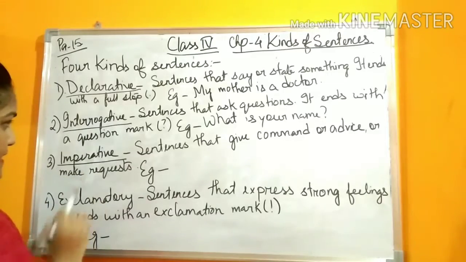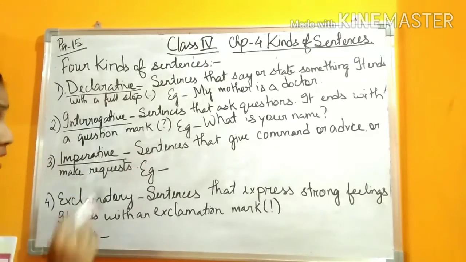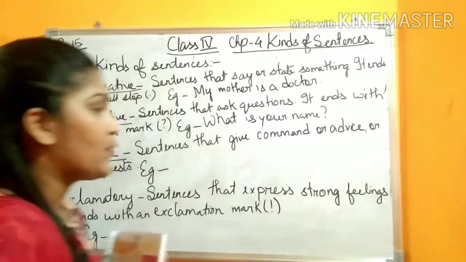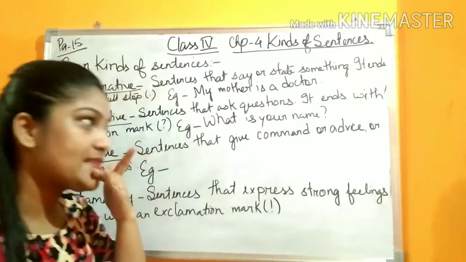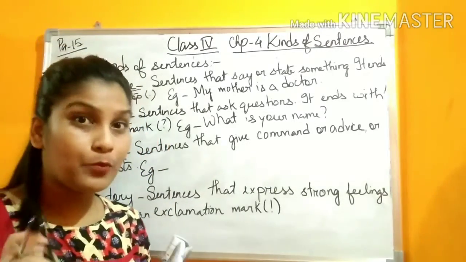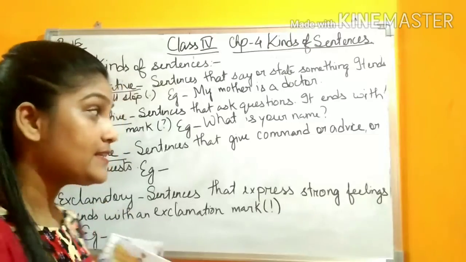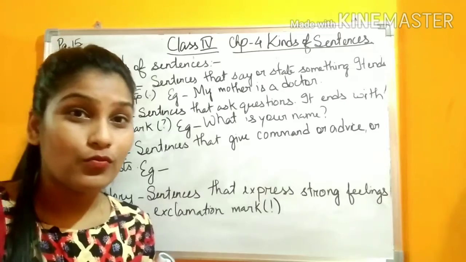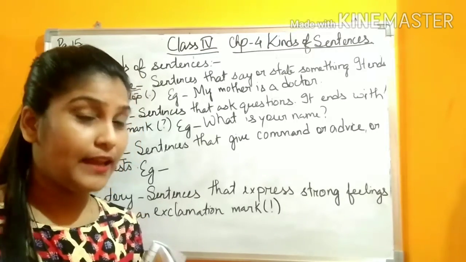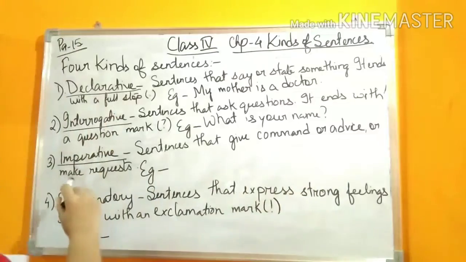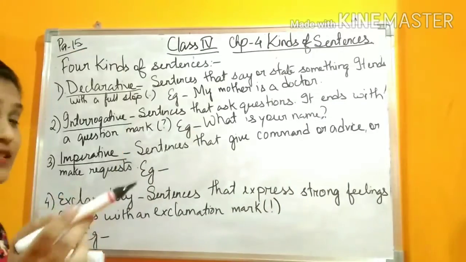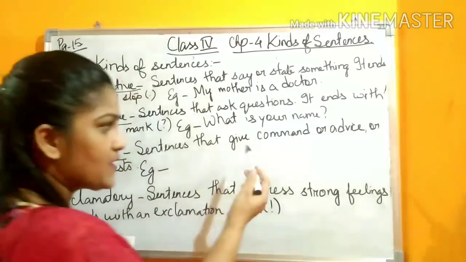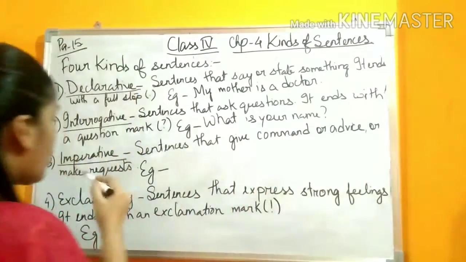Next is imperative sentences. What are imperative sentences? Sentences that give command or advice or make request. So you can find imperative sentences as giving command, order: keep quiet, be quiet, stop talking. These are what? Imperative sentences, okay? Advice: work hard, study well. These are what? Advice. Request: please lend me your pen. These are what? Request. So, imperative sentences can be what? It can give command, advice or request.